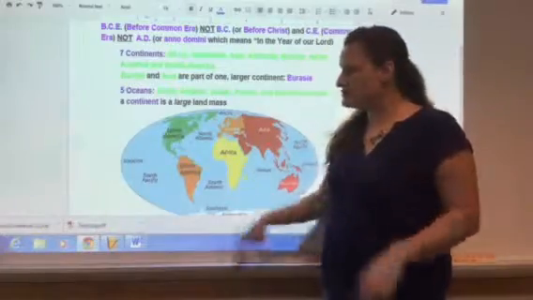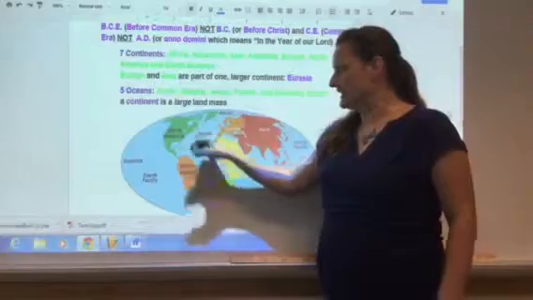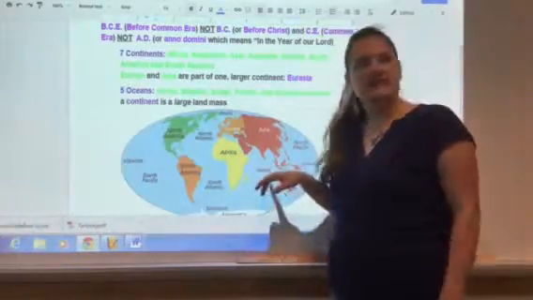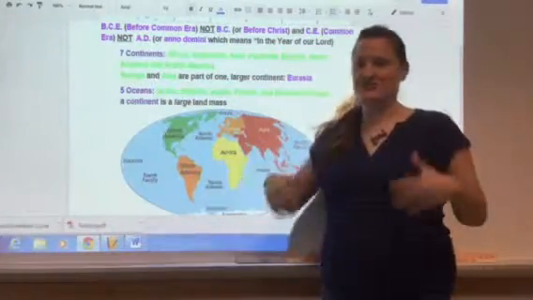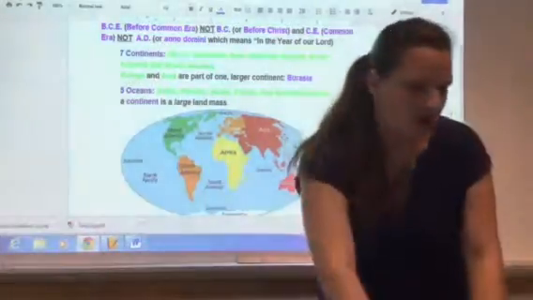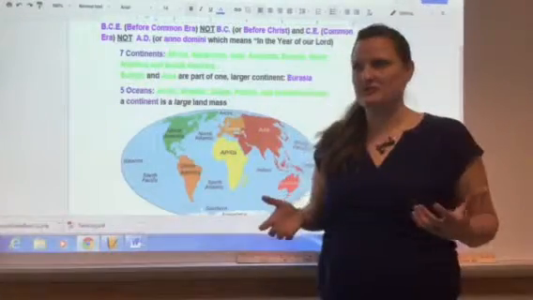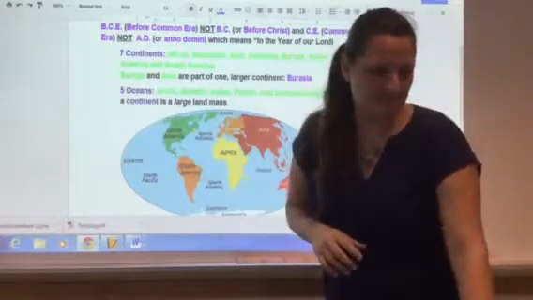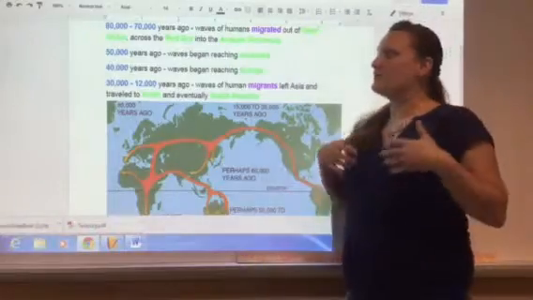Then you've got 5 oceans. You've got the Pacific, the Atlantic, the Arctic Ocean, the Southern Ocean, and the Indian Ocean. Of course, they all connect, and so we could just say we have one ocean. A continent is described or defined as a large landmass, but of course, who decides what large is? All right, so now let's talk a little bit about human migration.